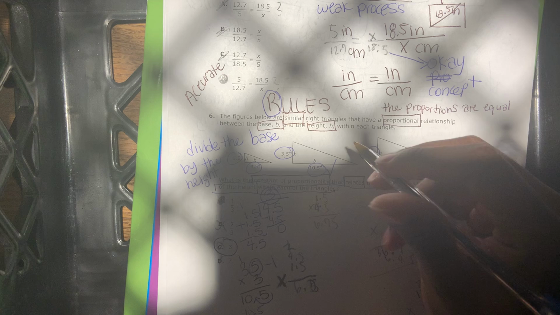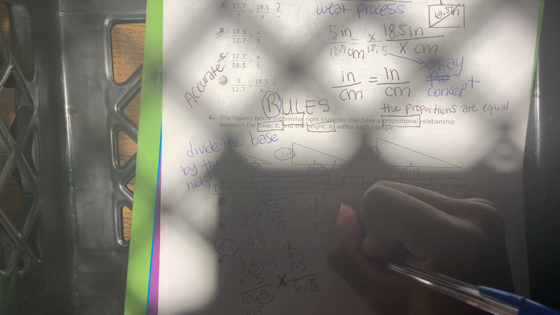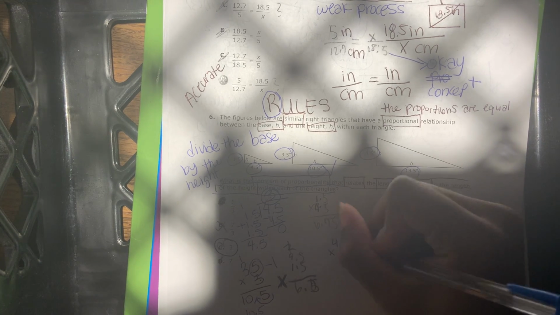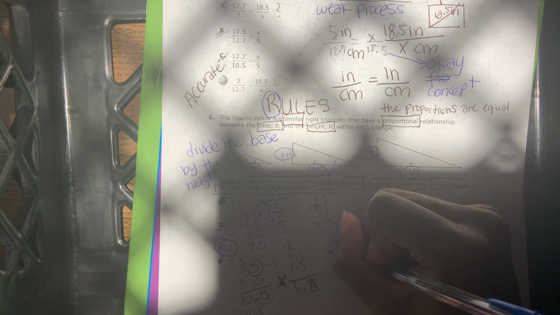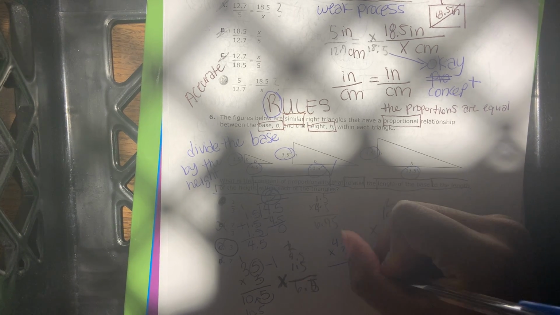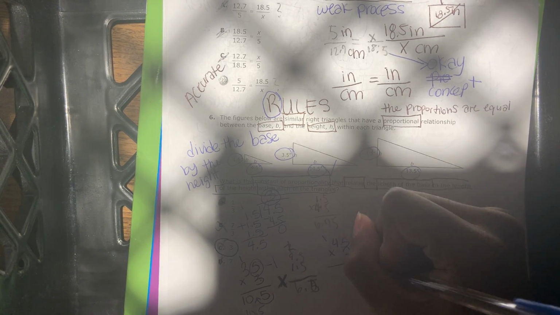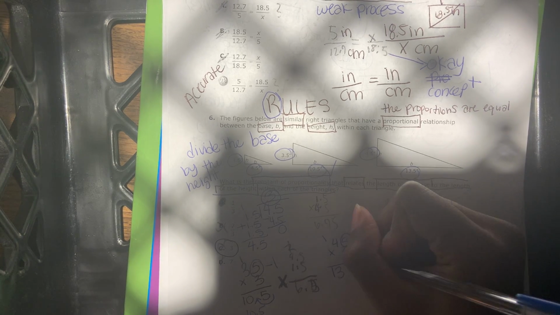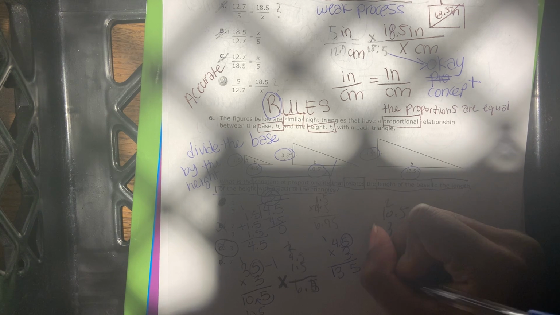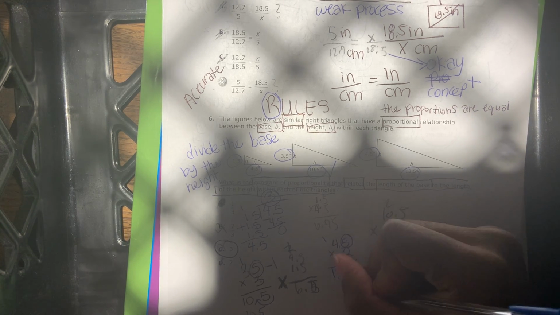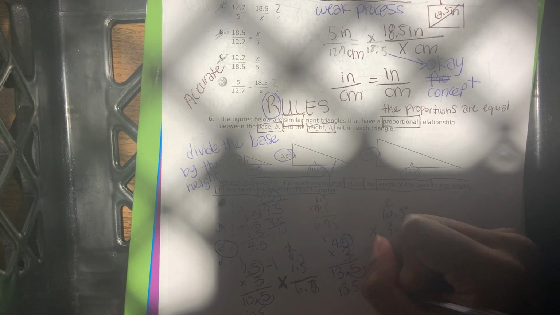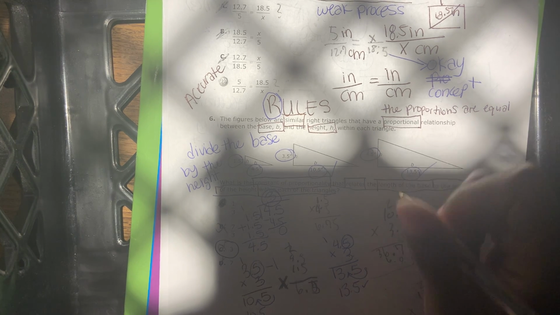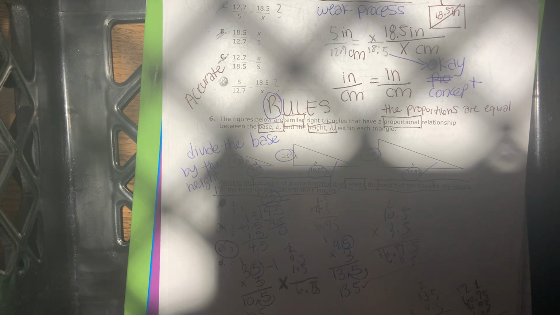Let's try 4.5 and 13.5. 4.5 times 3. 3 times 5, 15. Carry the 1. 3 times 4 is 12, plus 1 is 13. We have one value to the right of the decimal place, so we move our decimal over to the left once. 13.5. Confirmed. Boom. So the answer is C.